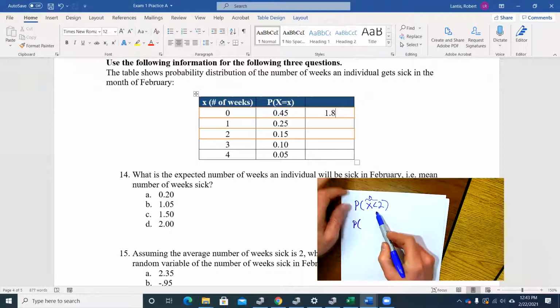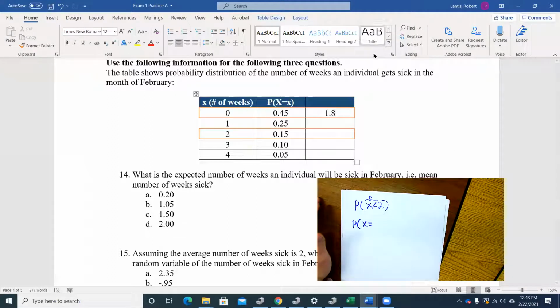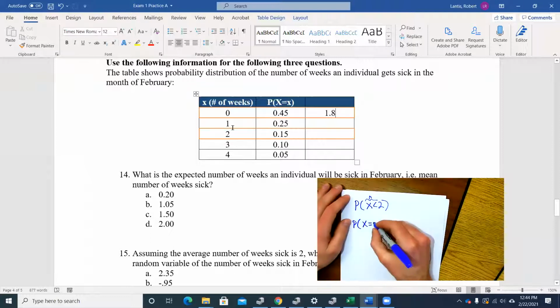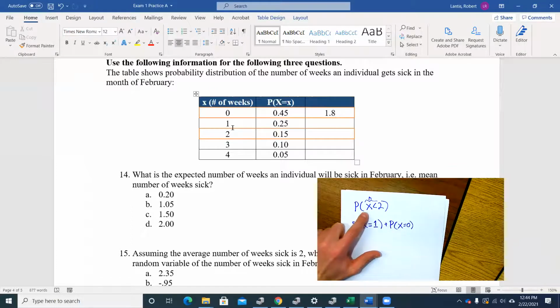So what's the very first outcome I could see that meets this criteria? I'm not asking what the probability would be, so you jumped one step. What's the first outcome I could see that's less than 2? Well, 0 is one of them, right? But the very first one would be the probability that X is equal to 1. And then I add to that the probability X is equal to 0. I'm just writing the probabilities of the possible outcomes that meet this criteria. The only two outcomes that are less than 2 are 1 and 0.